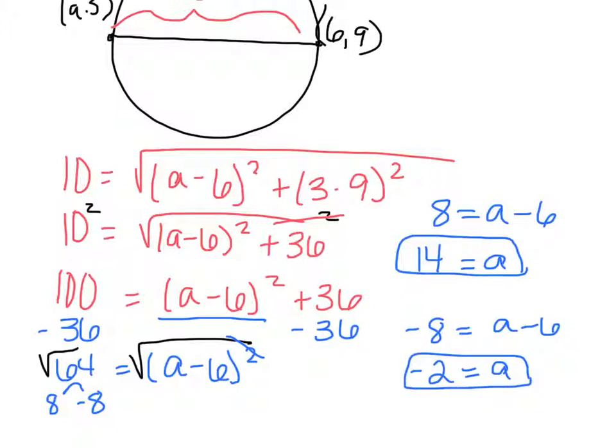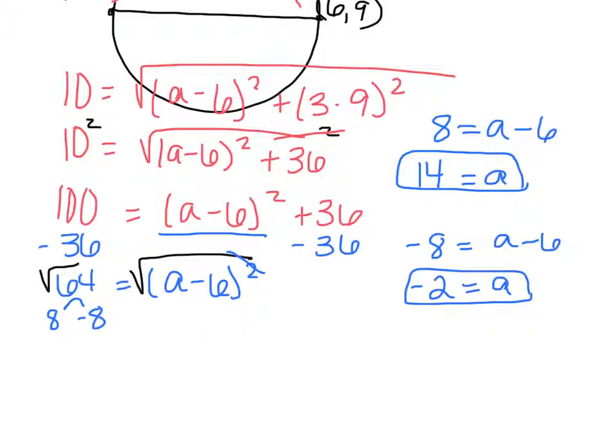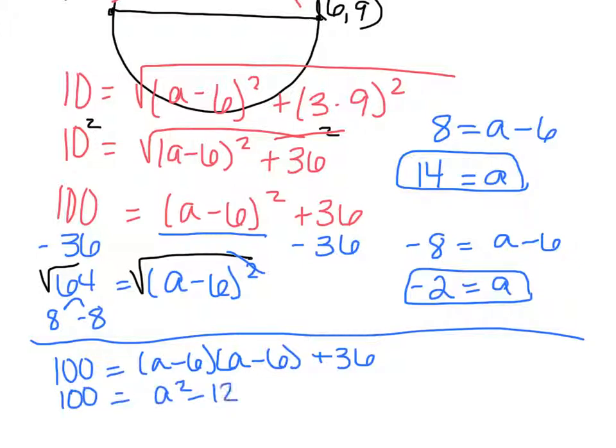Now you can solve it the other way that I was talking about without the square roots. So if I come back down here and multiply it out, I'll show you that way too. So 100 equals (a minus 6) times (a minus 6) plus 36. And I'll multiply this out and simplify it. So a squared minus 12a plus 36 plus 36.